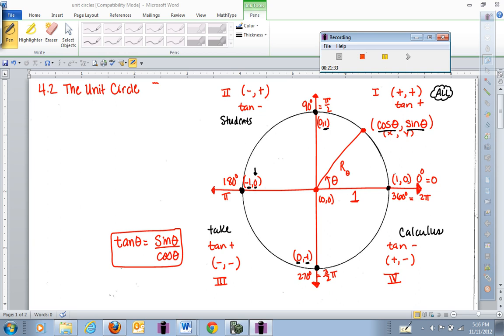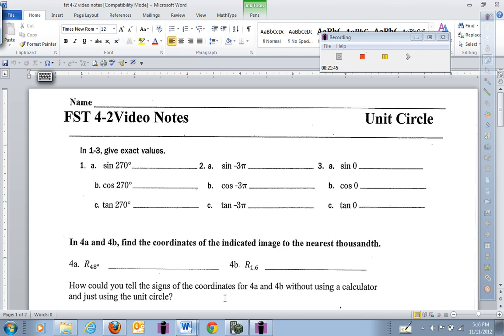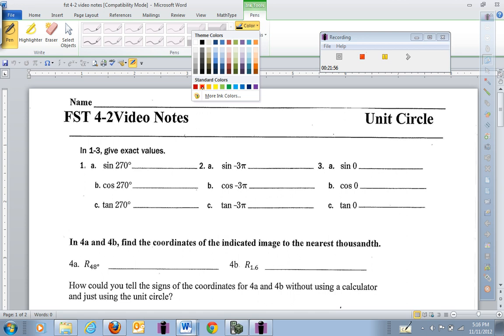Okay, now that we have our note card pretty well filled out, we're going to use that note card to help us do the video notes over for lesson 4.2. So I want you to bring up your video notes next. And then I want you to attempt to use your unit circle note card to fill in these exact amounts for problem number 1.